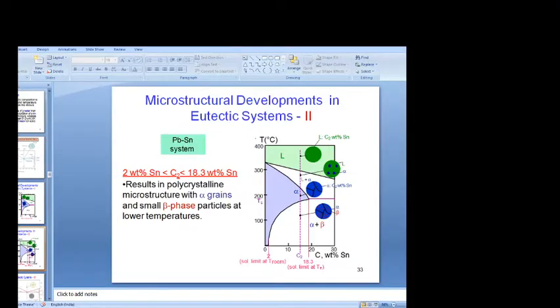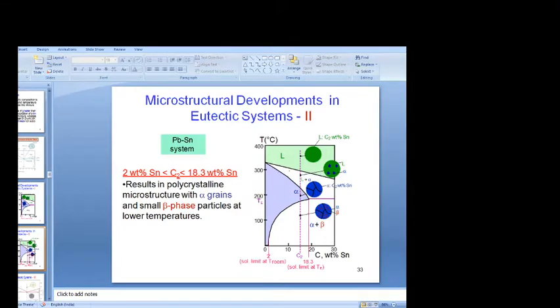The lead atoms diffuse toward the alpha phase layers, since the alpha phase is lead rich, having 18.3 weight percentage of Sn and 81.7 weight percentage of Pb. The tin diffuses in the direction of the beta phase, which is tin rich, with 97.8 percentage. Wait a minute, let me write it easily.